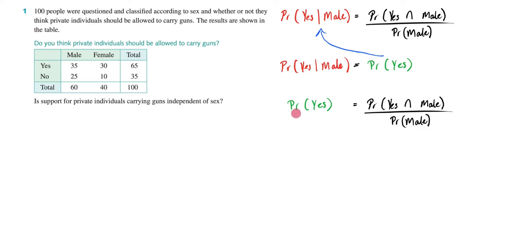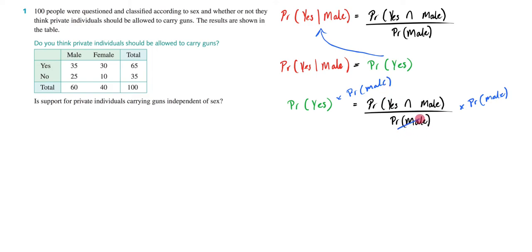So now I could say, knowing that the events are independent, and here I'm just assuming they are independent, that the probability of yes is going to be equal to the probability of yes intersection male divided by the probability of them being male. Now, the next thing that I'm going to do is some rearranging. I'm going to times both sides by the probability of male.